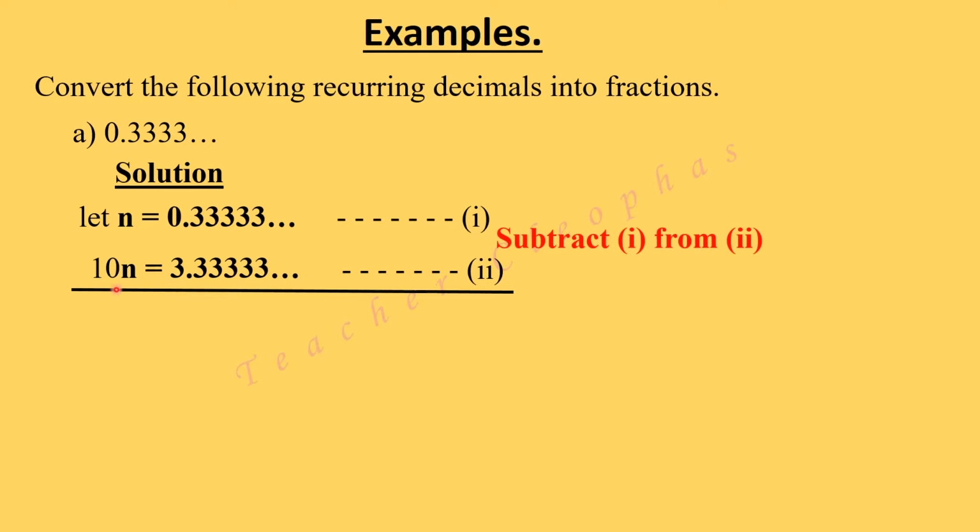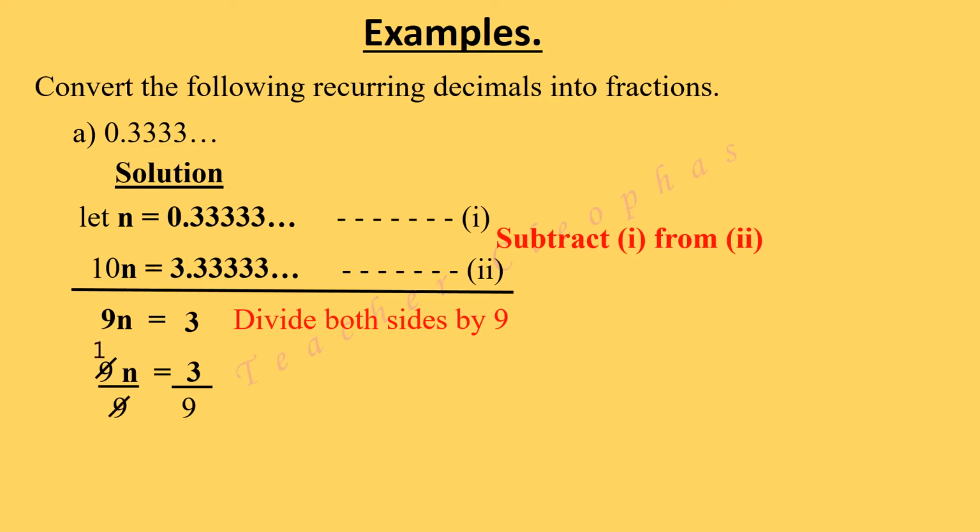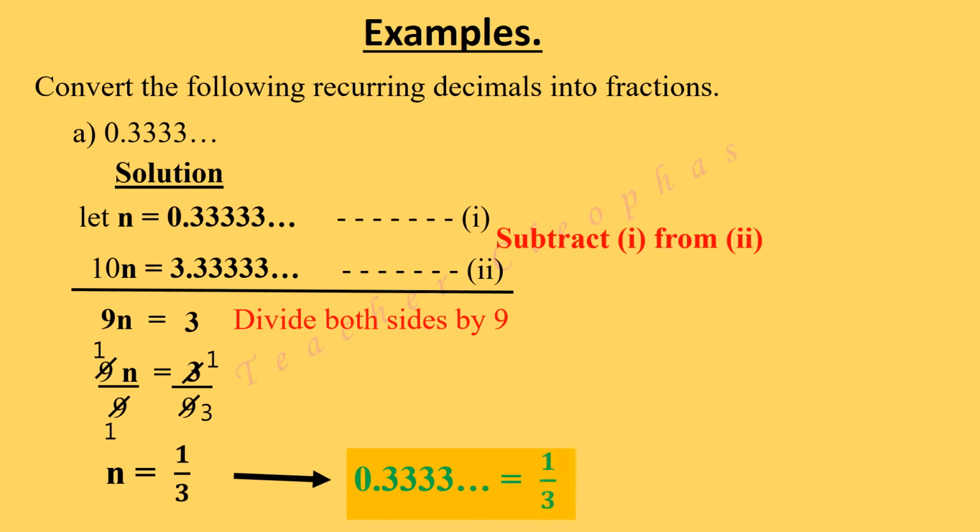So we have 10n minus n, and this gives us 9n, then equals 3.3333 recurring minus 0.3333 recurring. This gives us 3. So we need to divide both sides by 9 to make n the subject. So by 9 we have 1, by 9 we have 1. Then on the right hand side we have by 3, 1, and then denominator by 3, it gives us 3. So it simplifies to n equals 1 over 3, implying that 0.3333... equals 1 over 3.